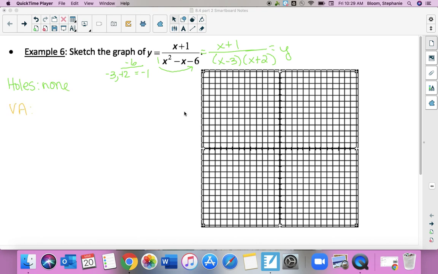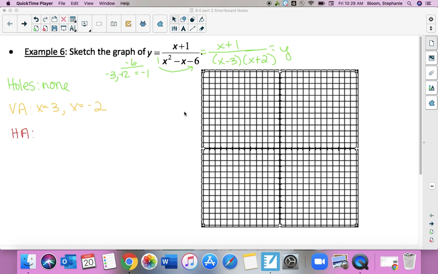Vertical asymptote, we have two factors down here that didn't cancel, so we're looking at where that would make that quantity 0. So that would be when x is 3 and when x is -2. So this one's going to have two vertical asymptotes.